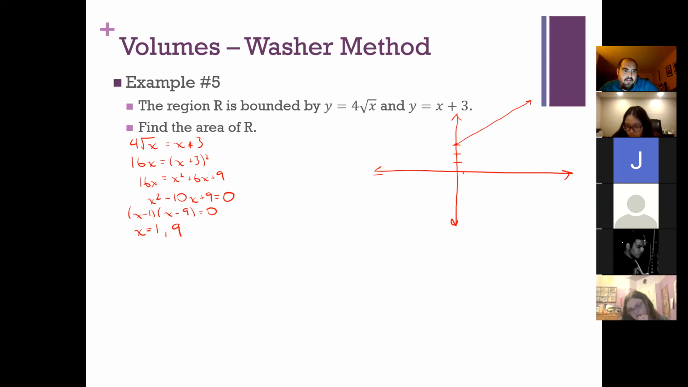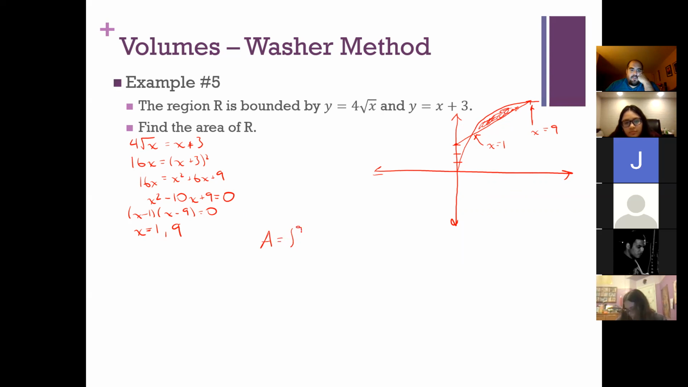We know that at x equals 1 and x equals 9, we're going to have, so this is going to be really rough, but I think that's okay. I just want to help organize. So that's x equals 1, x equals 9. All right. So here's our region. And I want to find the area of that region. So, got the bounds.